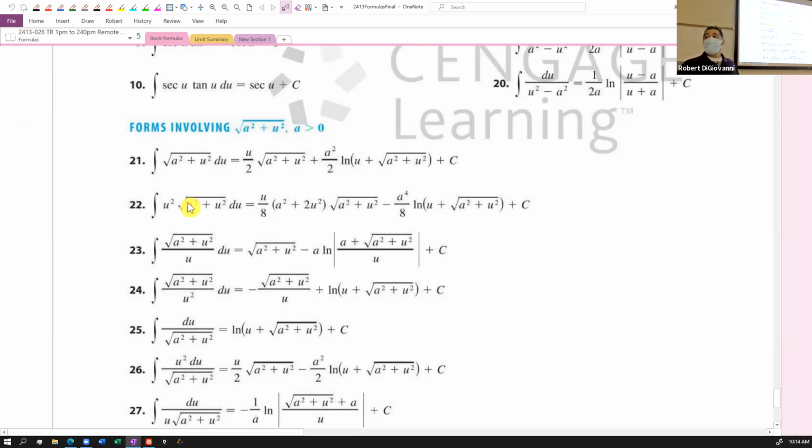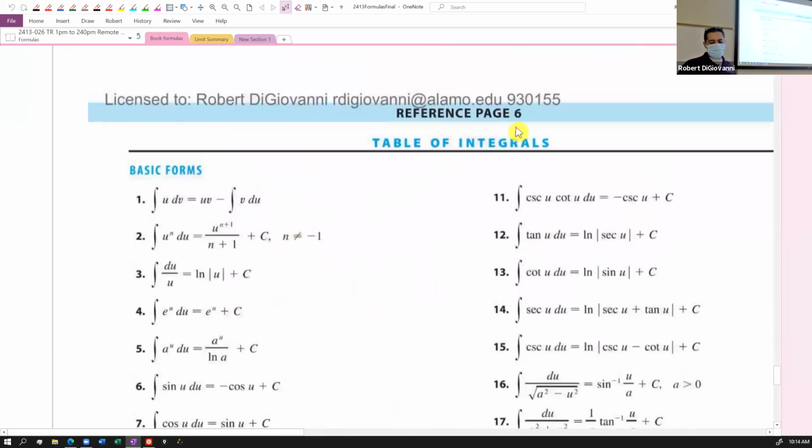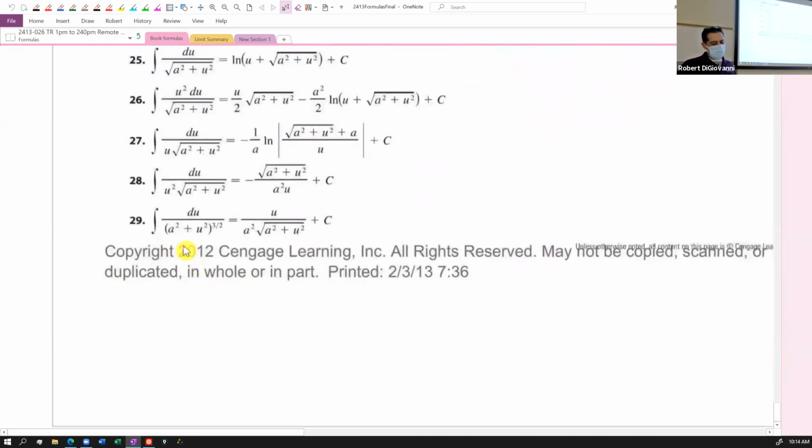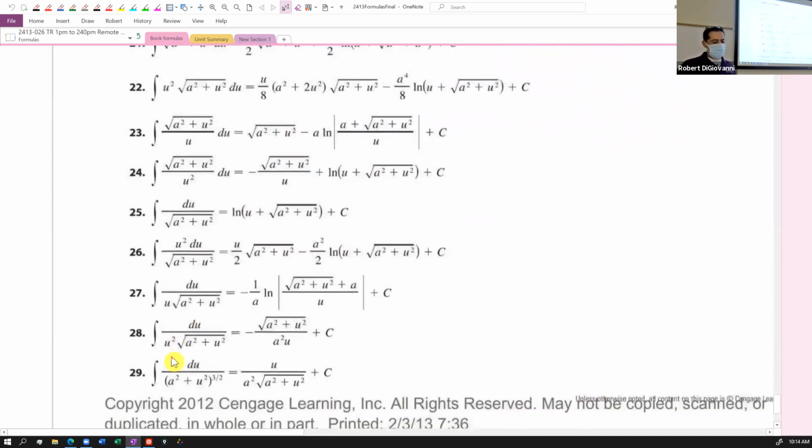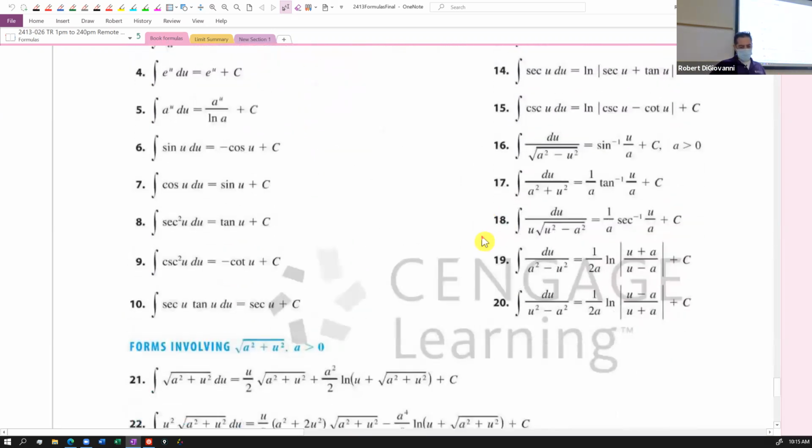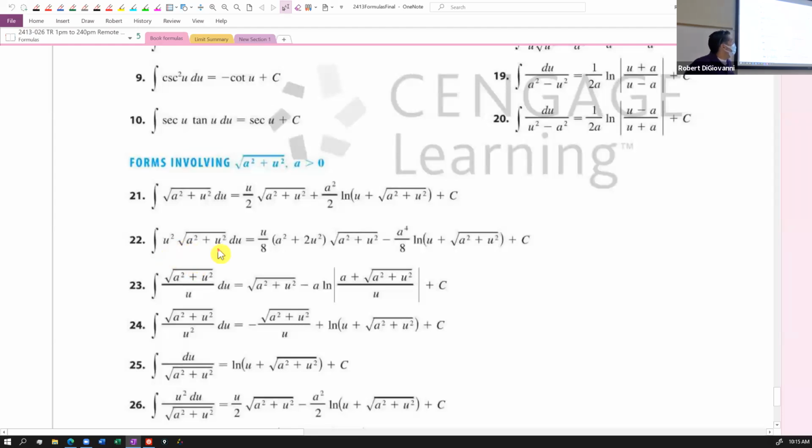In our textbook, this formula sheet right here, reference page 6, goes up to formula 29. I only let you have these 29, but I think in the back of the book, there's close to 150 formulas. But the first 29 are the only ones I let you use. So here we go. I don't feel like doing that. But at least we have it, right? That's a good thing.